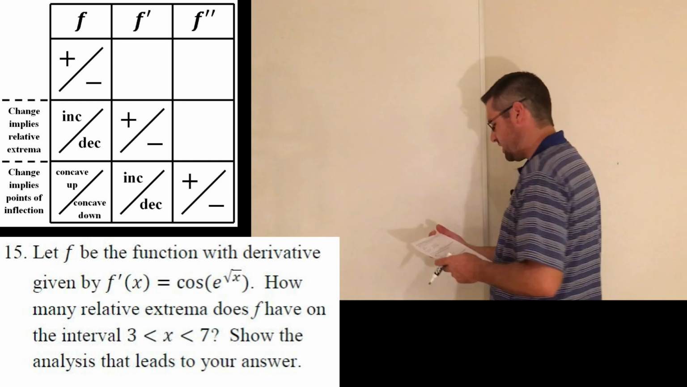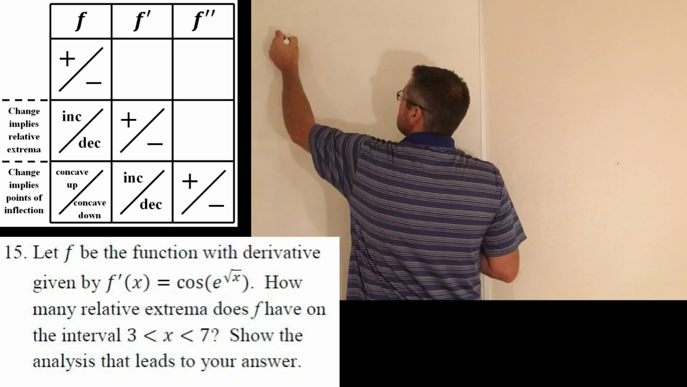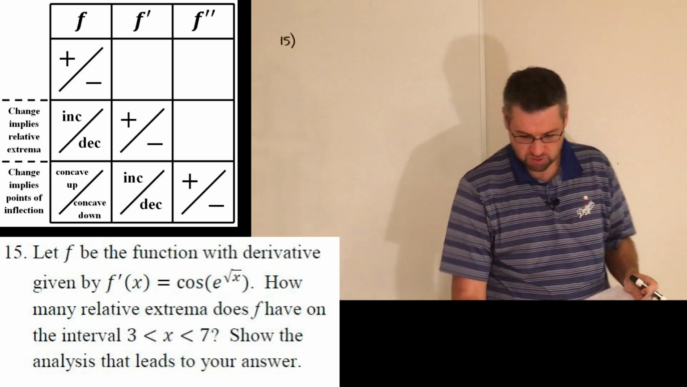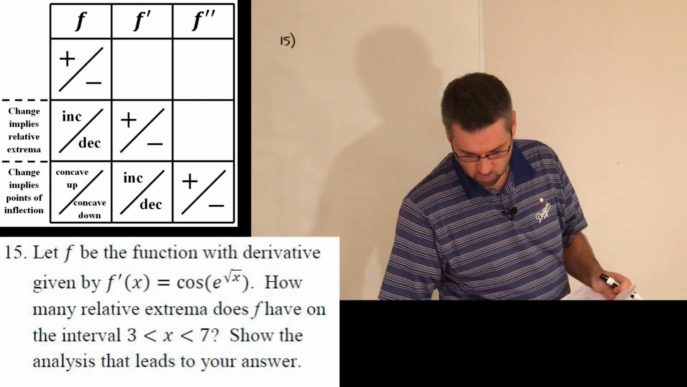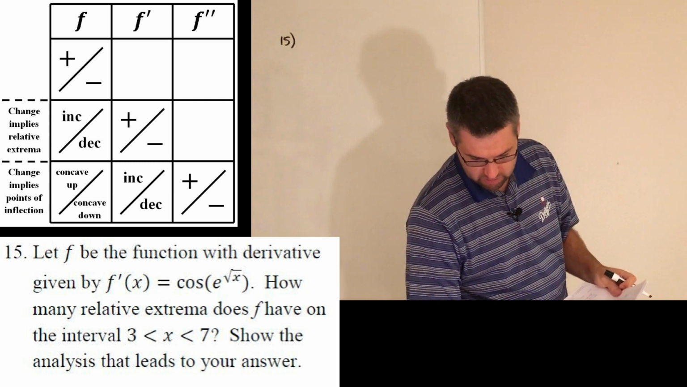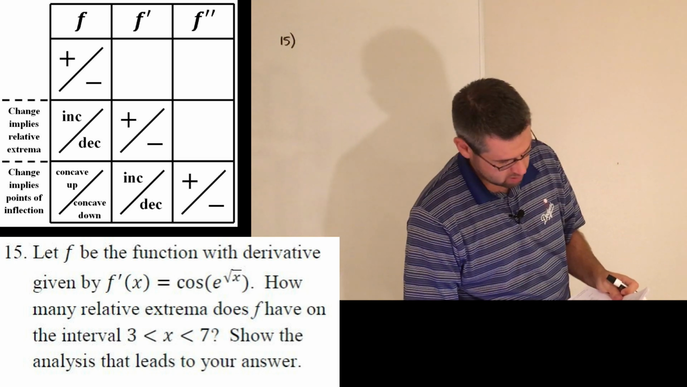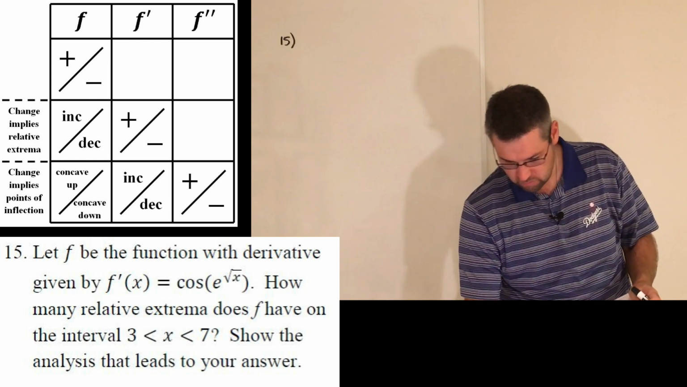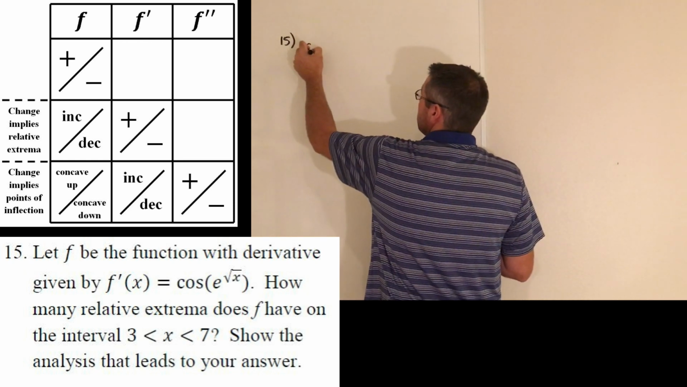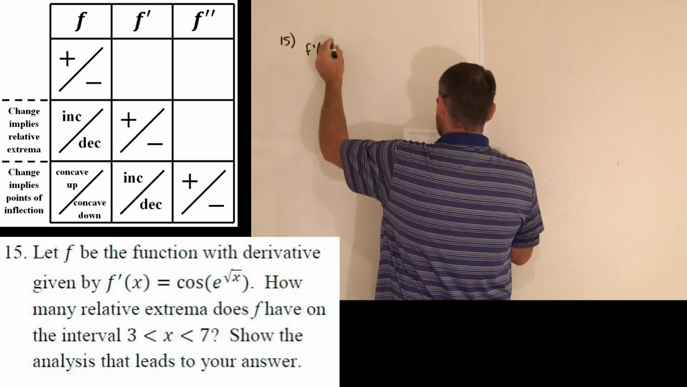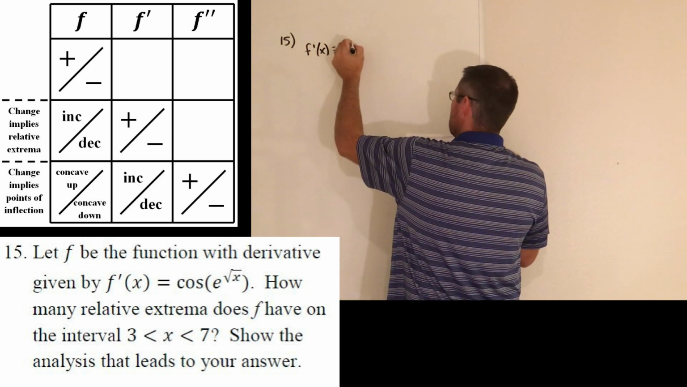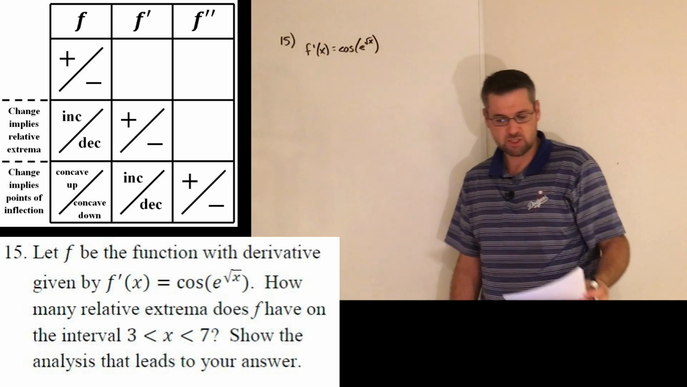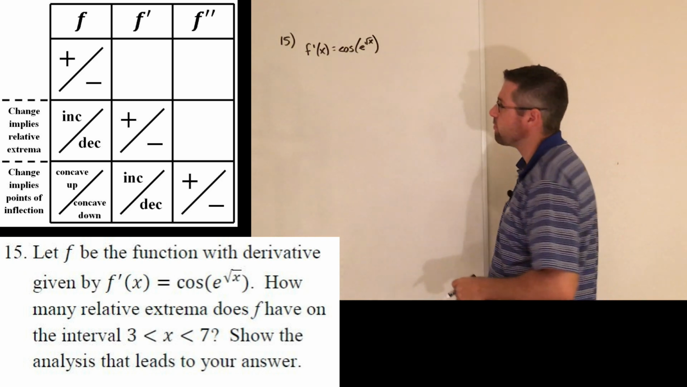Okay, for number 15, this is going to be a calculator problem. Because you can see that f prime is actually a really gross function, cosine of e to the radical x. So let me pull that up on my calculator here, number 15. All right, so it says that f prime of x is equal to cosine of e to the radical x. And it says, how many relative extrema does f have on the interval 3 to 7?